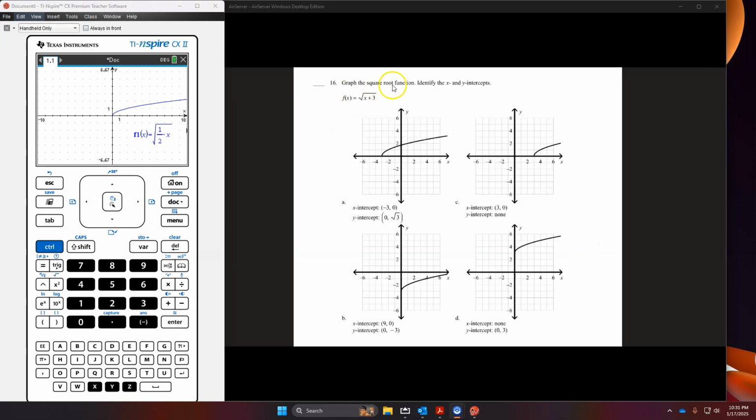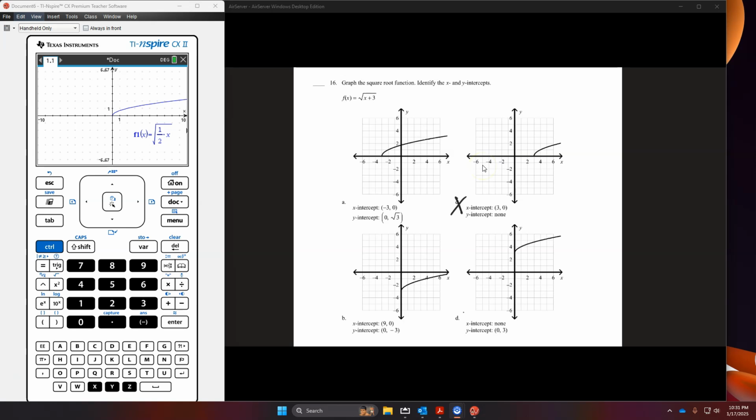Which square root function, graph the square root function, identify the x-intercepts and the y-intercepts. Now, in this case, if you want to find the x-intercept of this graph, we need to know the transformation. The plus 3 means it's going to go to the left. So obviously it won't be C because it goes to the right.